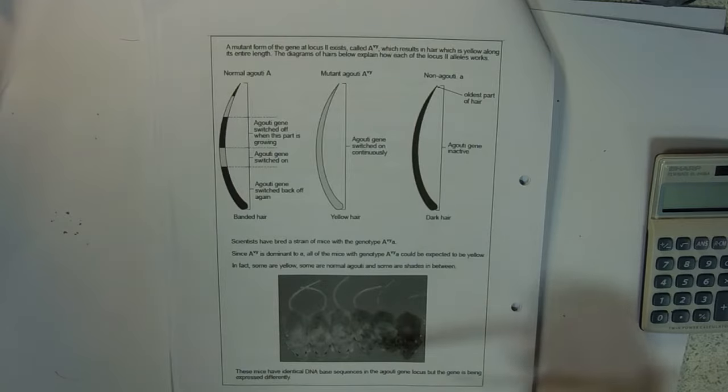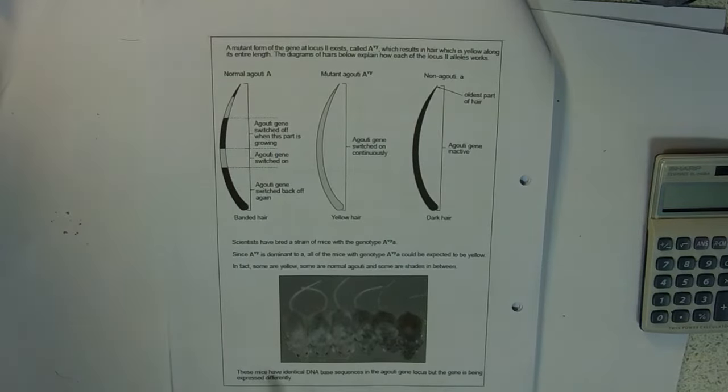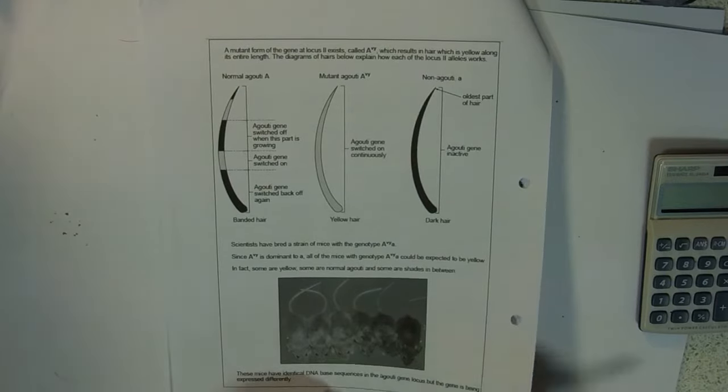These mice have identical DNA base sequences, but the gene is being expressed differently. This should set an alarm off inside your head going, oh, same DNA, but being expressed differently. I know how that might happen. Okay.